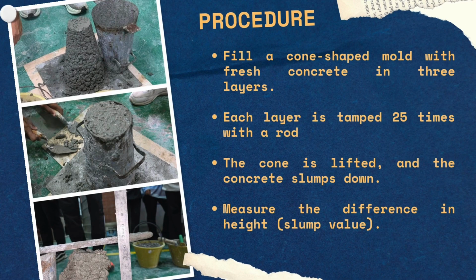The procedure to make a slump test. The first one is fill a cone-shaped mold with fresh concrete in 3 layers. Second one is each layer is tamped 25 times with a rod, and the cone is lifted and the concrete slumps down. And the last one is measure the difference in height to get the slump value.